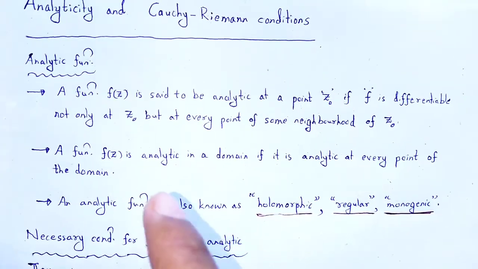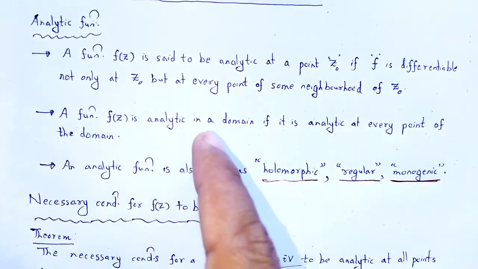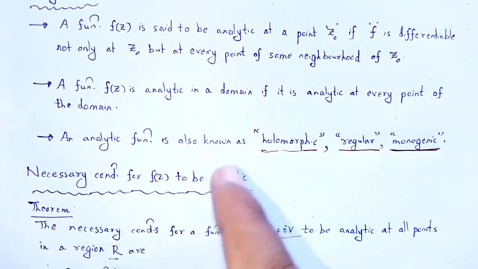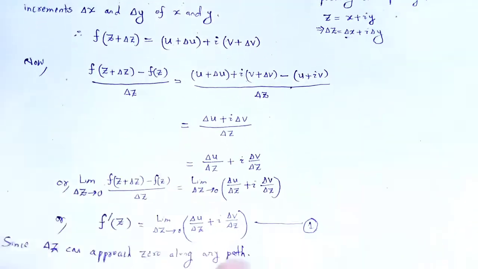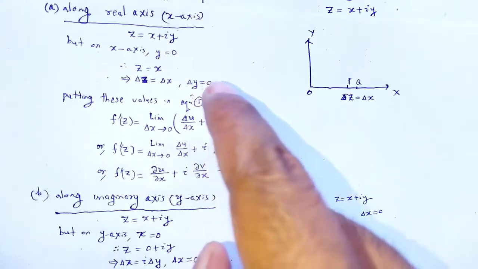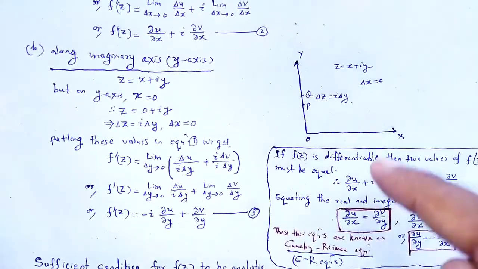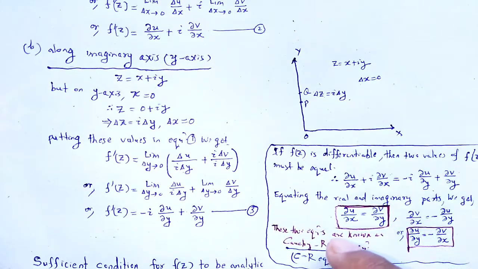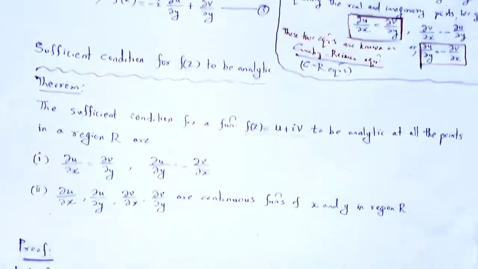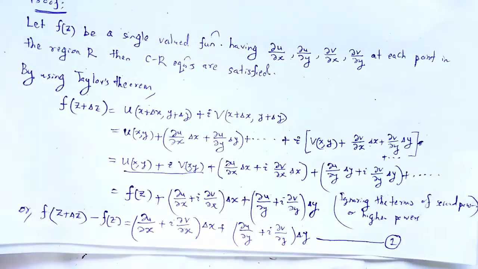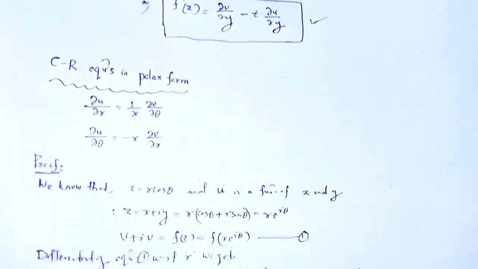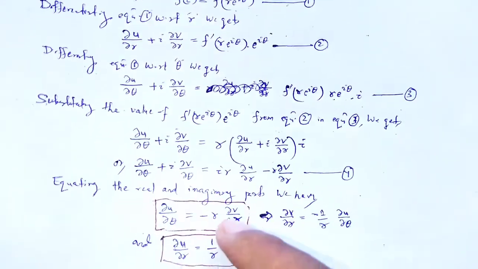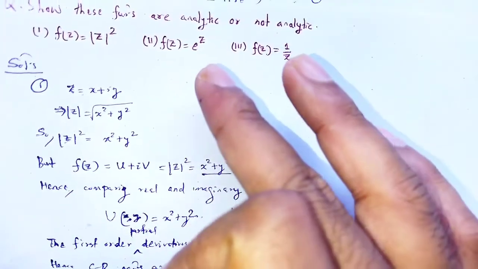A function is said to be analytic under these conditions. Next, the function is analytic throughout a given domain, and the various names of analytic functions. Next, the necessary condition for a function to be analytic: first theorem and its proof. From that theorem, these equations are named the Cauchy-Riemann equations. Next, the sufficient condition for a function to be analytic, and its proof. Cauchy-Riemann equations in polar form: we showed the Cauchy-Riemann equations in polar form. And examples of some analytic functions in the form of problems.